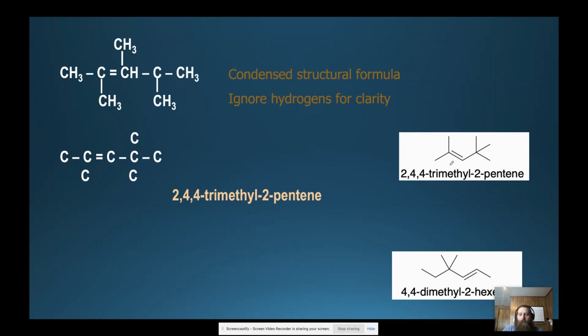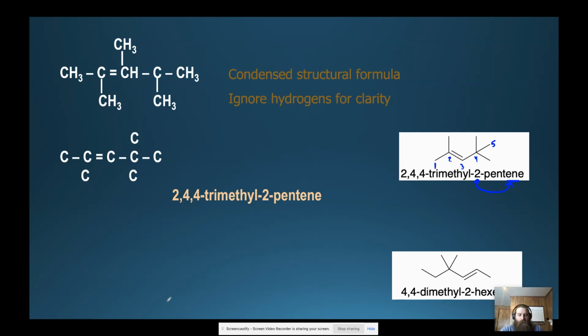There we go. All right, we have the 2,4,4 trimethyl 2-pentene. So I'm going to go 1, 2, 3, 4, 5. There's my longest chain. At position 2, I have the double bond. That's really hard to see, isn't it?